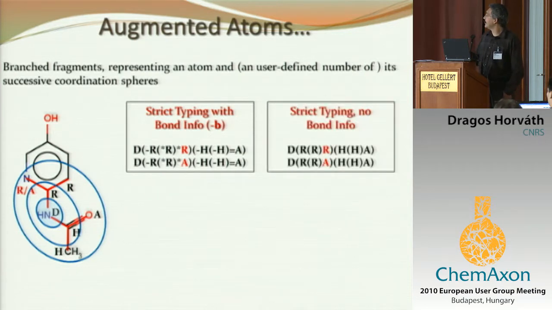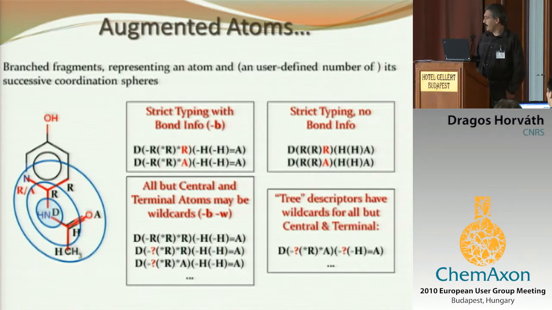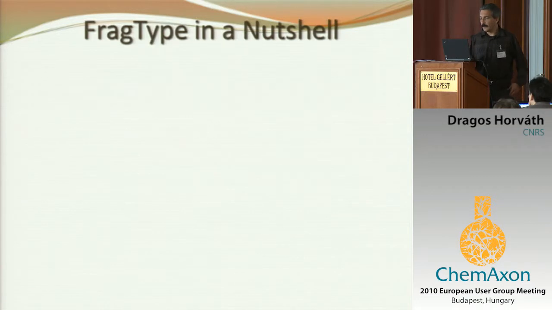Without bonding, then you'll get the same, but a little bit more condensed. The wildcards may operate as well, so you can replace these intermediate atoms. And if you replace everything but the central and the terminal atoms by wildcards, then we call this a tree descriptor. So the sequences, the pairs, augmented atoms, and the trees are the extremes in terms of fuzziness.